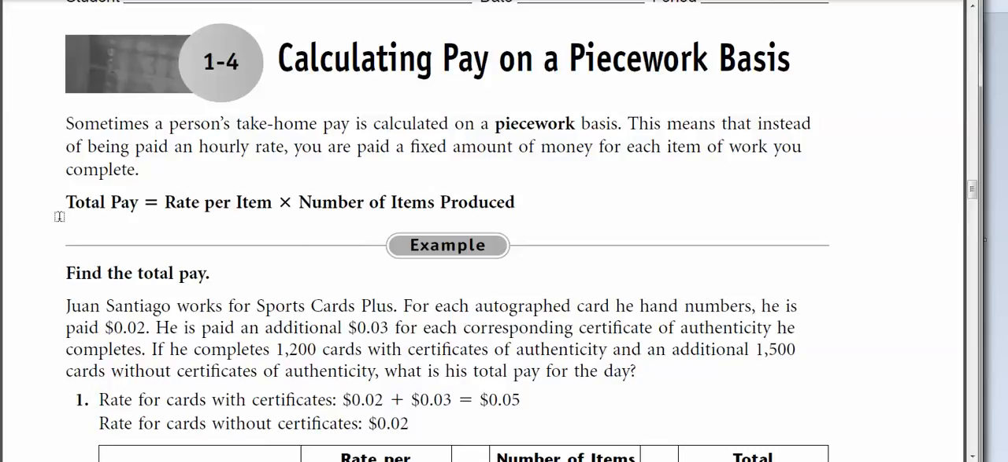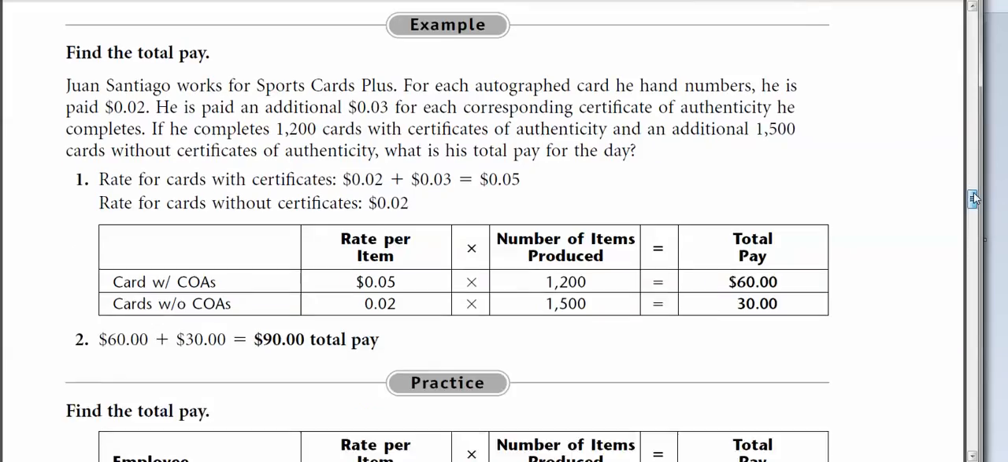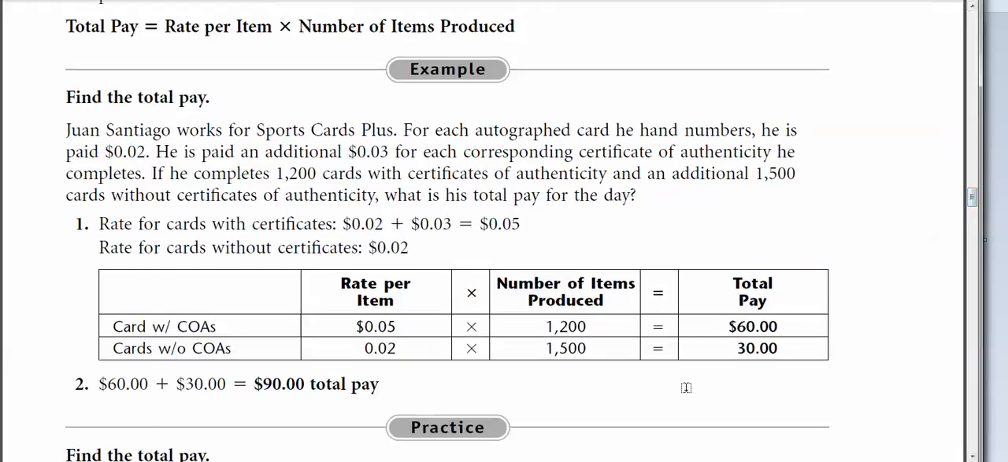So let's look at the formula. The total pay is equal to the rate per item, so however much money you make per item, times the number of items that you produced. So let's look at this example that they give us. Juan Santiago works for Sports Cards Plus. For each autographed card he hand numbers, he is paid 2 cents. He is paid an additional 3 cents for each corresponding certificate of authenticity that he completes.